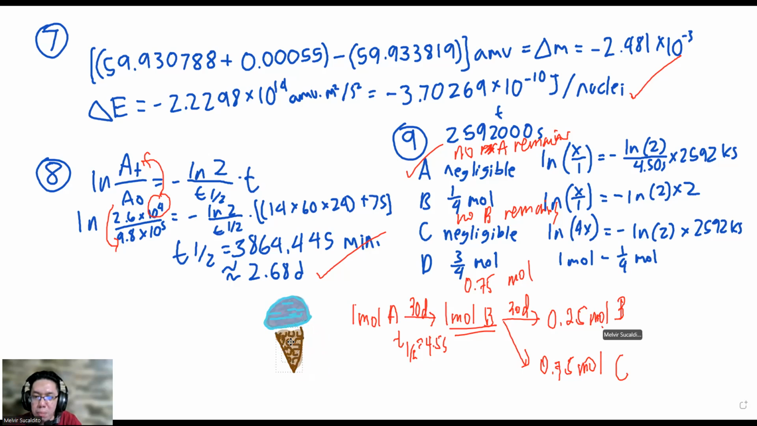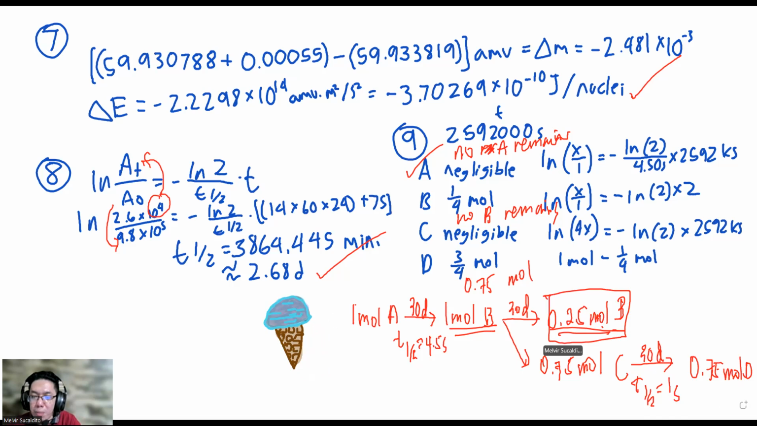So this is still D. Pero, since this one, the half-life is very fast as well, I think 1 second ito, no? So, after 30 days, automatic 0.75 moles of D should be left. So, you can have this diagram as well, no? So that you can clearly see what happens to your A as it is converted to B, to C, and then to D. Okay? So, tsaka yung mga corresponding half-life nila.